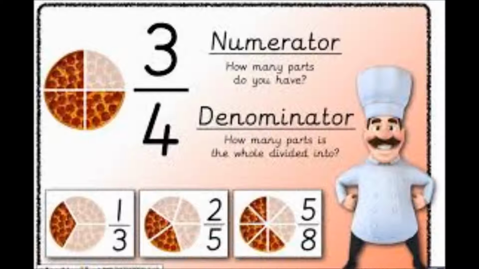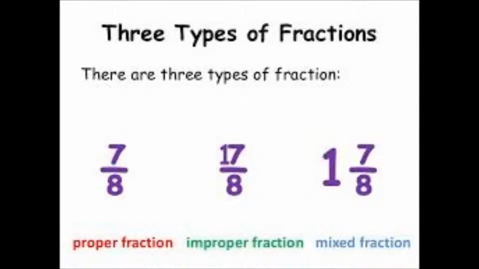There are three types of fractions. Proper fractions, the numerator is smaller than the denominator. Improper fractions, the numerator is larger than the denominator. And mixed numbers, which are written as a whole number with a proper fraction.